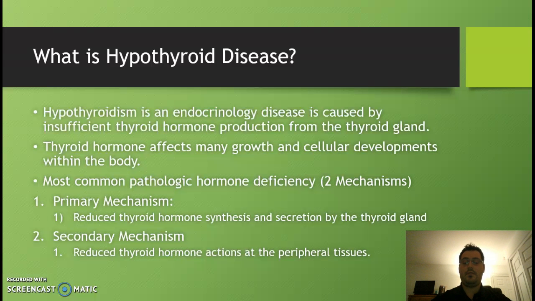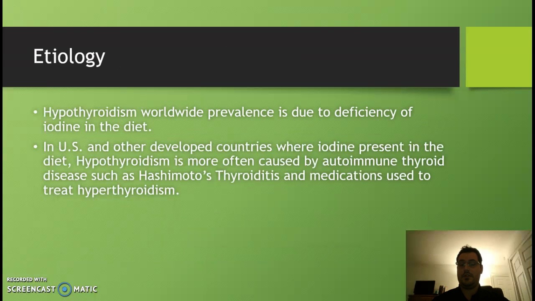The prevalence of hypothyroidism in the world is greatly contributed to by iodine deficiency in the diet. In the U.S. and other developed countries where iodine is present in the diet, hypothyroidism is more often caused by autoimmune thyroid disease such as Hashimoto's thyroiditis or medications used to treat hyperthyroidism. Hashimoto's thyroiditis is an autoimmune thyroid disease which occurs when the body creates antibodies to attack thyroid hormones and the thyroid itself.